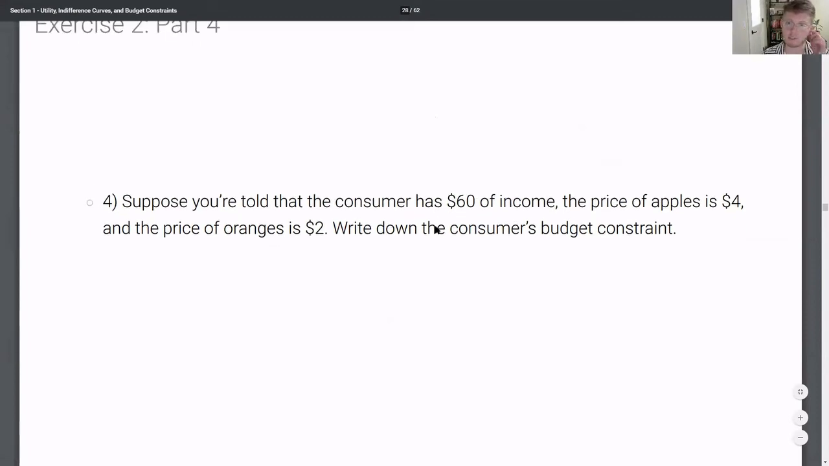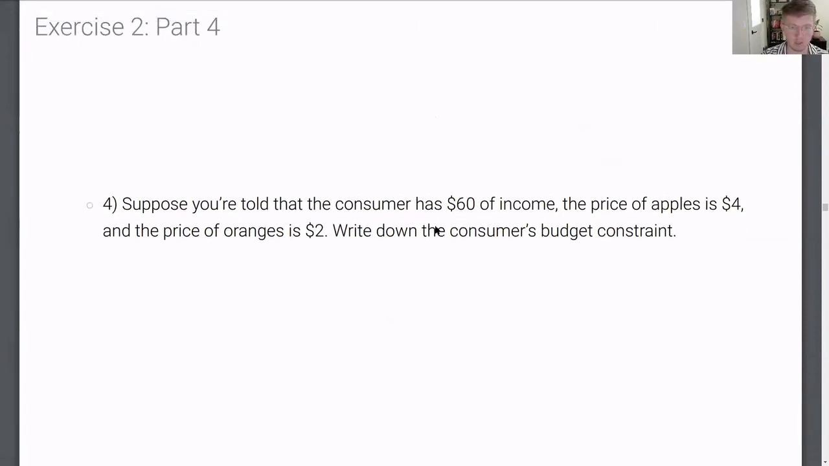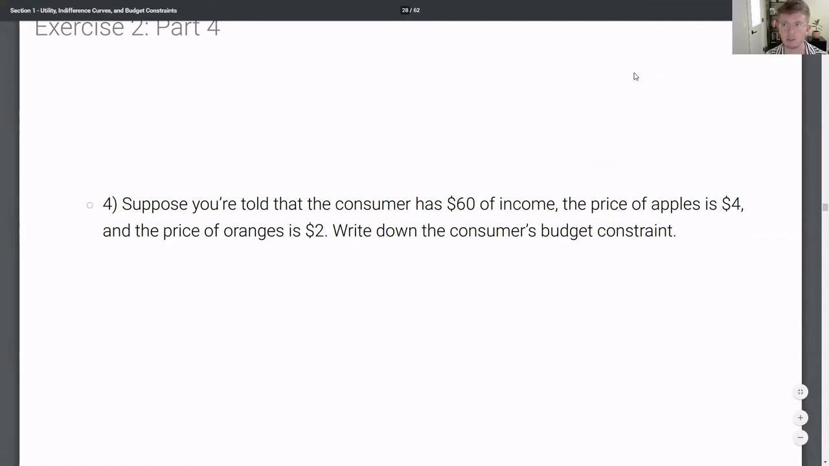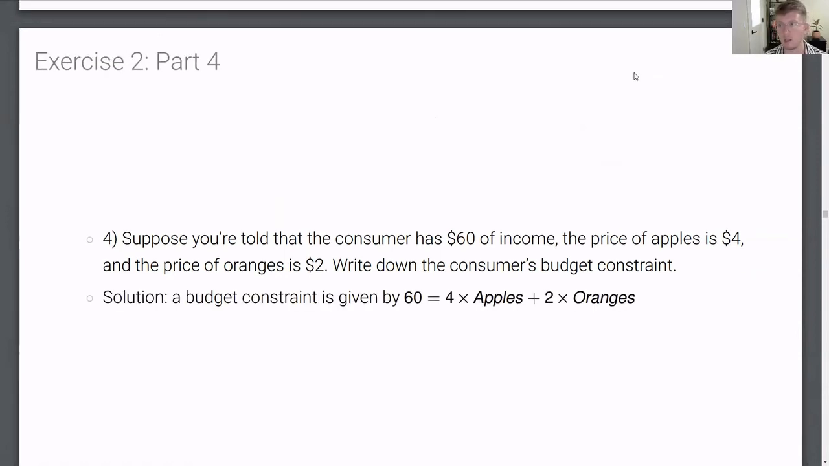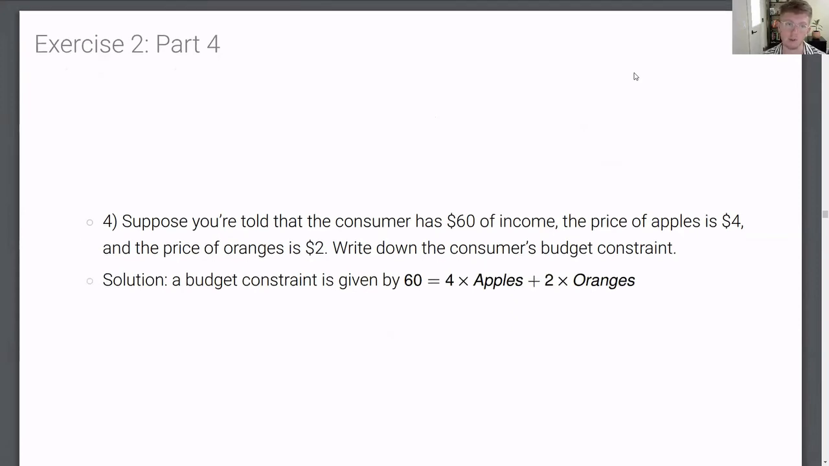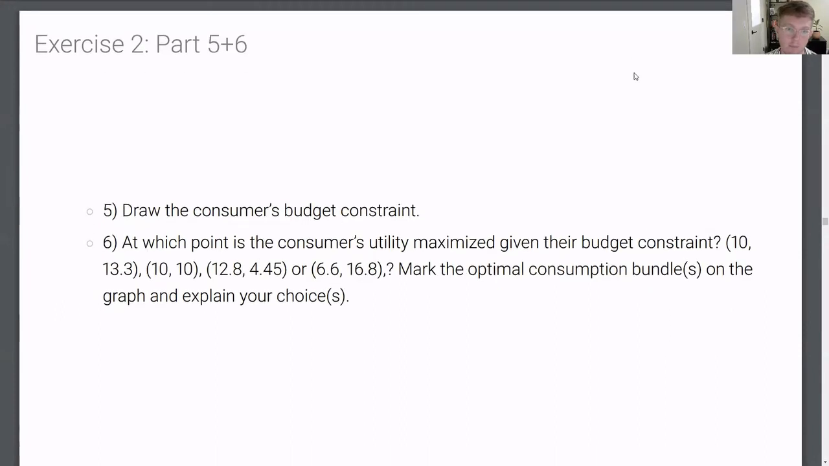So suppose you're told that the consumer has $60 of income, the price of apples is 4, and the price of oranges is 2. So what we want to do here is just write down the consumer's budget constraint. So the budget constraint, it's just going to be plugging in for the prices that we had before. And so the budget constraint here, 60 is now our income, so 60 must be equal to the price of apples, 4, times the amount of apples we buy, plus 2, which is the price of oranges, times the amount of oranges we buy. Okay, so what we're going to do in part 5 and part 6 is we're going to draw the consumer's budget constraint. And in part 6, we're going to talk about at which point the consumer's utility is maximized given their budget constraint. And we're going to mark the optimal consumption level.